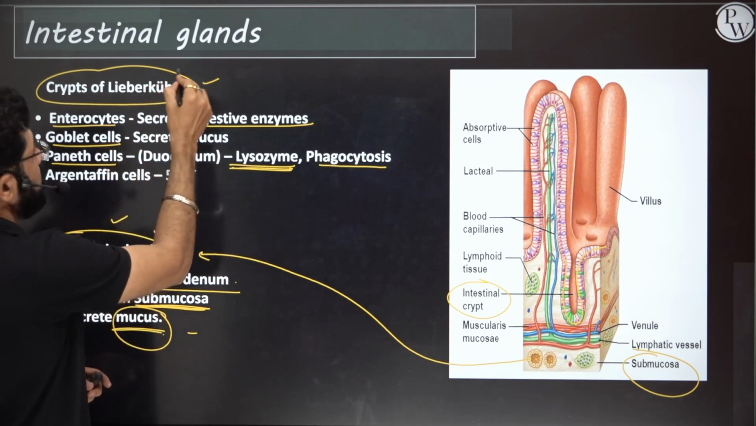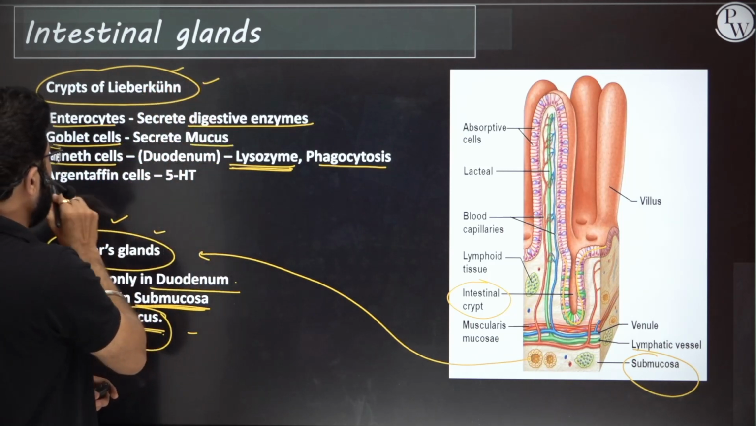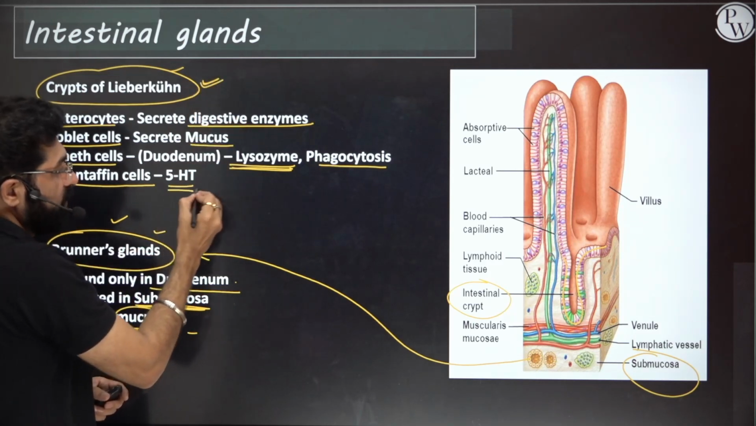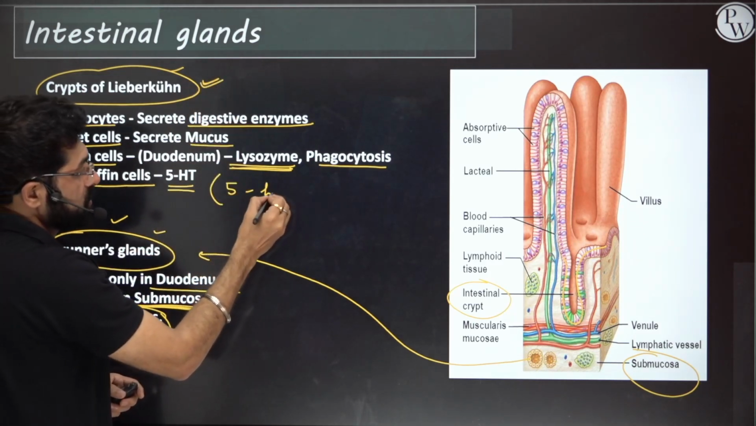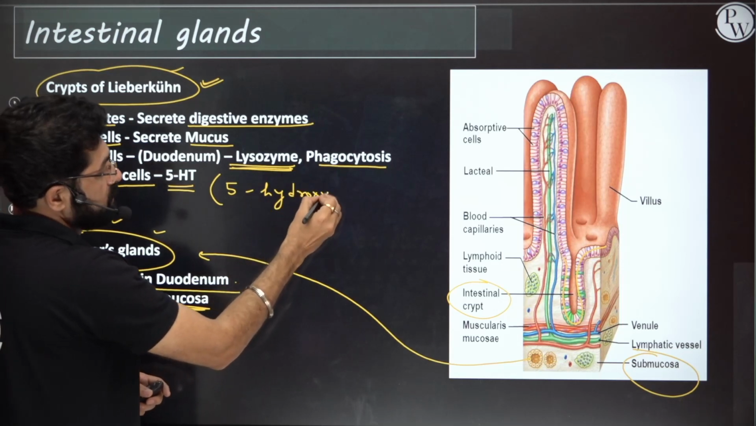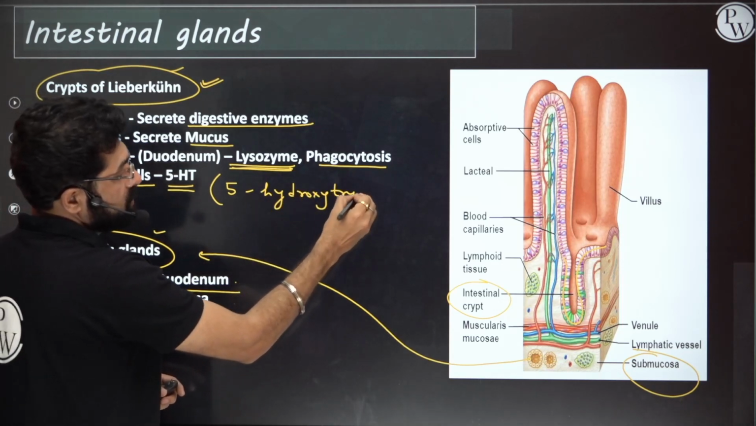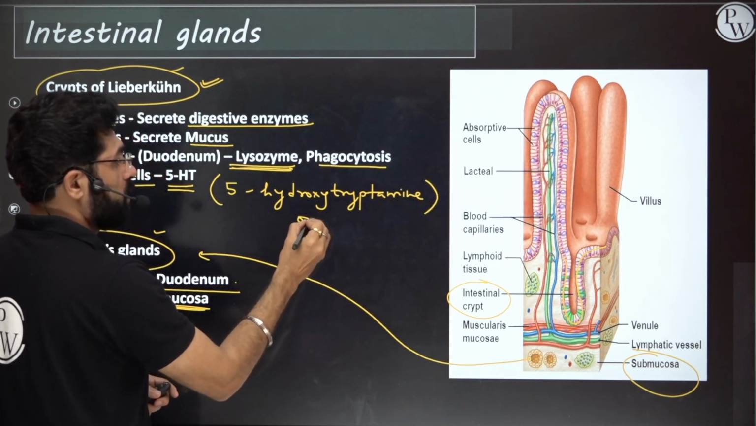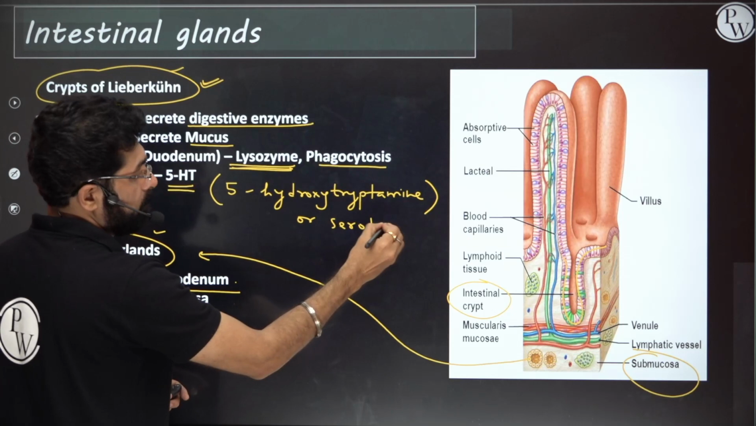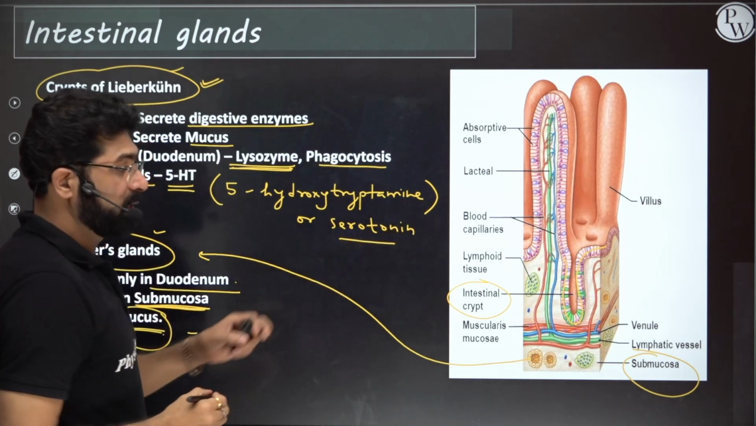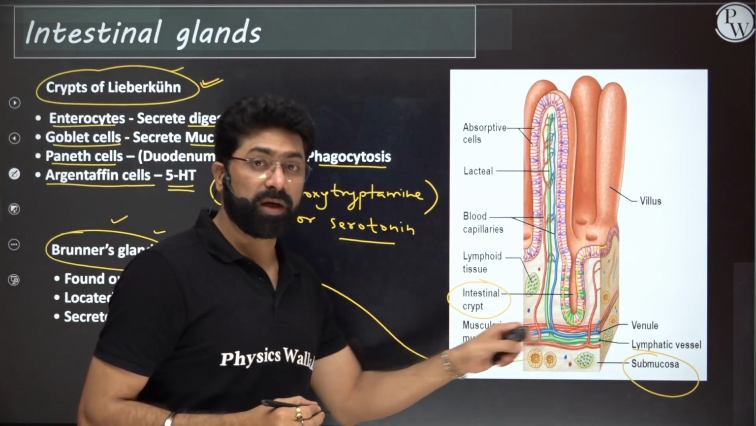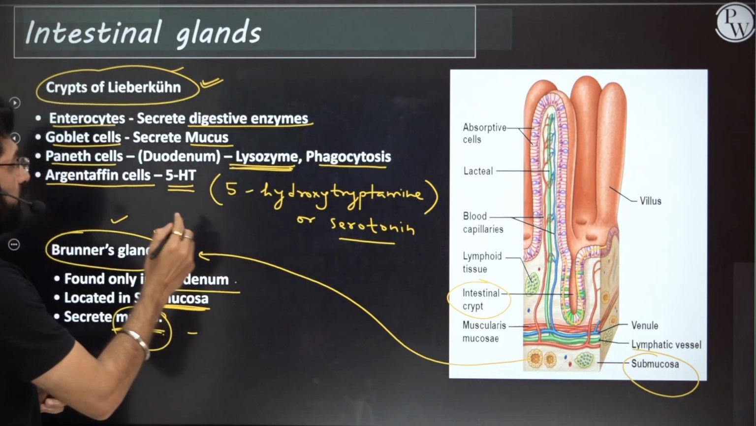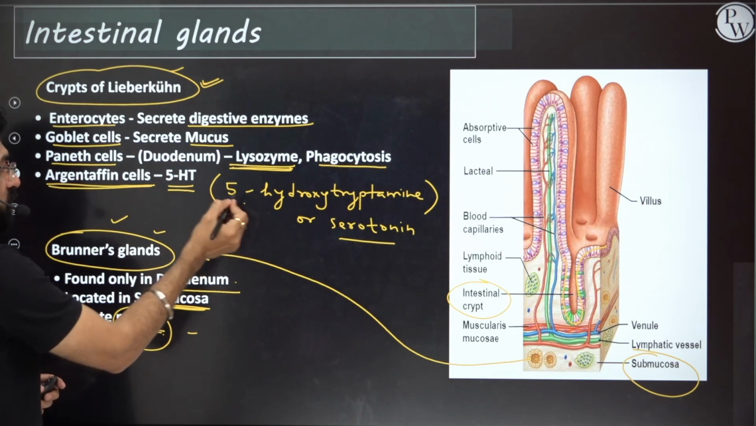Goblet cells of the crypts of Lieberkühn will secrete mucus, and argentaffin cells of the crypts of Lieberkühn will secrete 5-hydroxytryptamine. This is also called serotonin. So this is also coming from the cells of the crypts of Lieberkühn. Some cells of the crypts, which are argentaffin cells, are producing this.